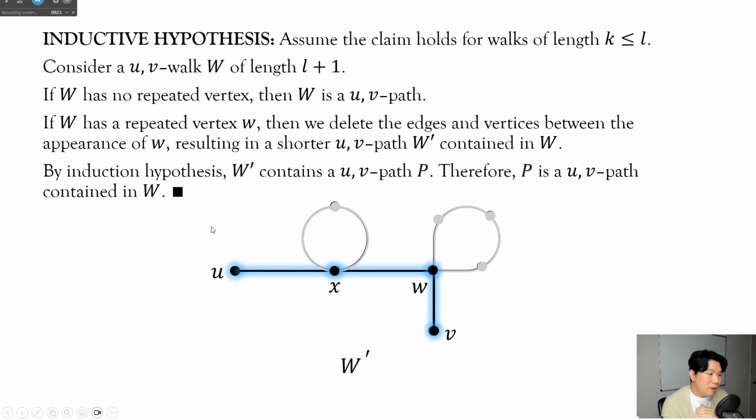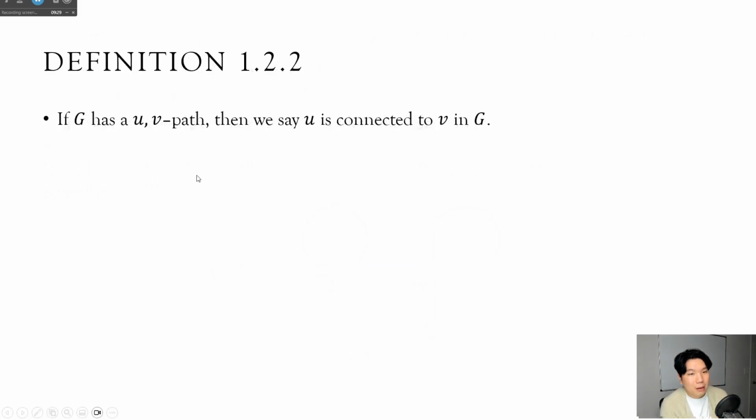Alright, so now that we proved a quick result on that, what can we do with our paths, walks, and trails? For our next definition, if I have a UV path, then I can say that U is connected to V. This means if I have two vertices, U and V, and I can connect them some way through a path, then we can say that they're connected to each other.